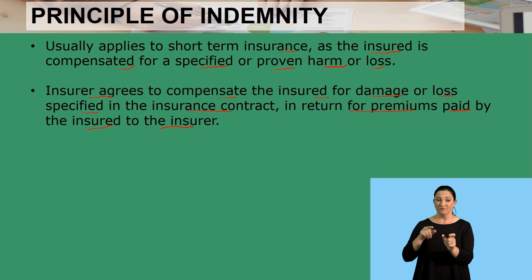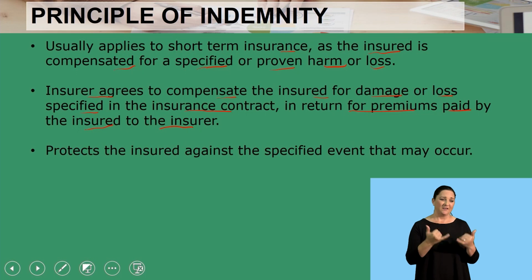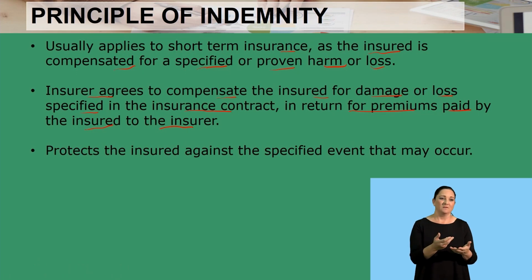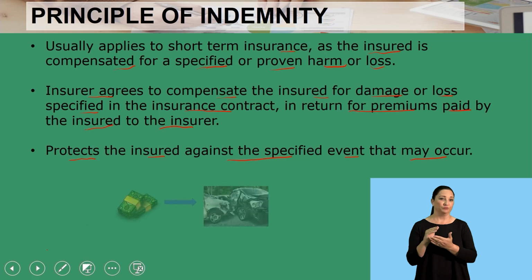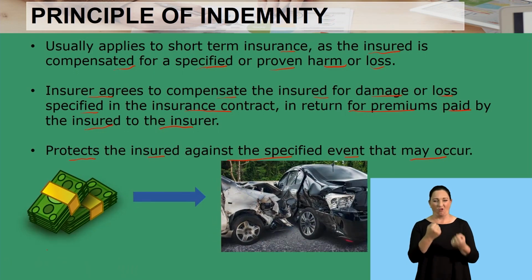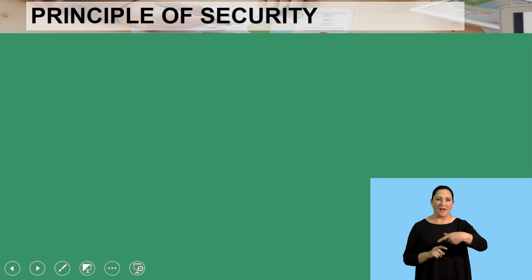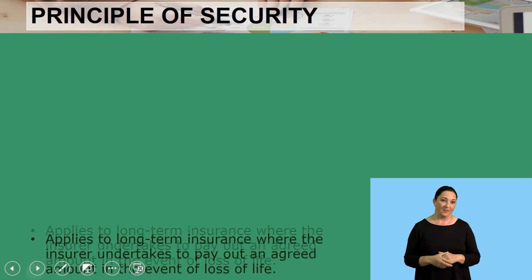So that is what this principle basically says to the insured and the insurer, to say the insurer will pay the insured because the insured has been paying a premium for any specified event or damage that may occur. So the principle further says it protects the insured against the specified event that may occur. For instance, this might be a car accident, and for one to be covered, they need to pay a premium on a monthly basis. Now, we have another principle, which is the principle of security.